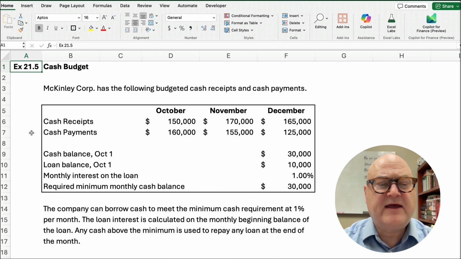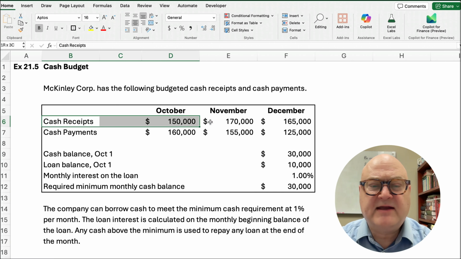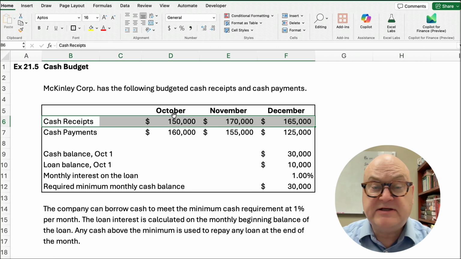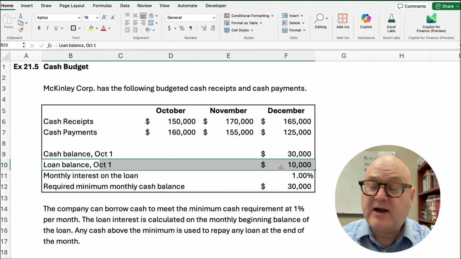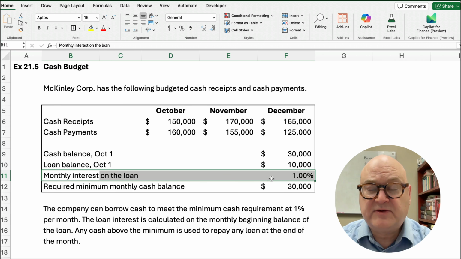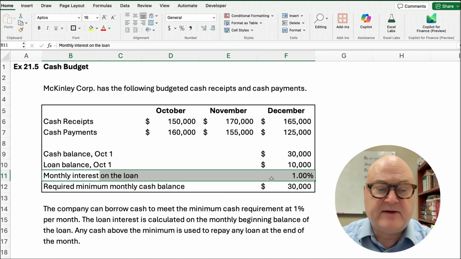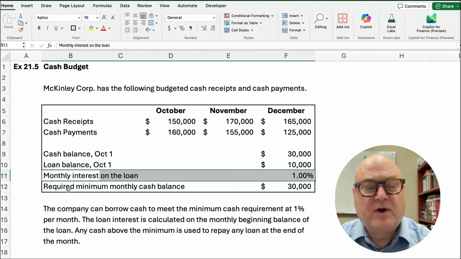So what we have is the McKinley Corp that has the following cash receipts and cash payments that are budgeted for October, November, December. So here's our cash receipts, here's our cash payments. Now our beginning balance of cash in October is $30,000. We have a loan balance to handle our cash needs, which is $10,000. And we're going to pay 1% interest on that preceding monthly balance. And we require a minimum balance of $30,000.